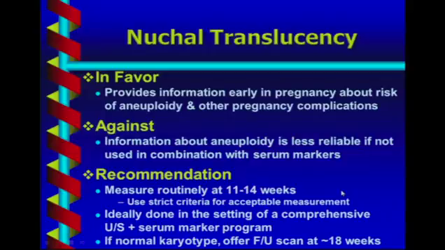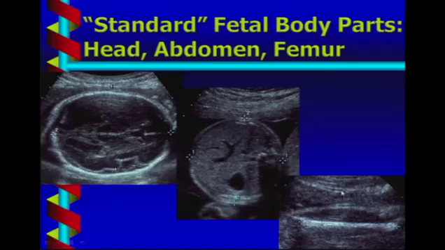So in favor of the nuchal translucency is that it provides information in early pregnancy about the risk of aneuploidy and other pregnancy complications. Against it is that information about aneuploidy is less reliable if it's not used in combination with serum markers. We recommend using it routinely at 11 to 14 weeks using strict criteria, ideally done in the setting of a comprehensive ultrasound and serum marker program. So let's go on to the second and third trimester.